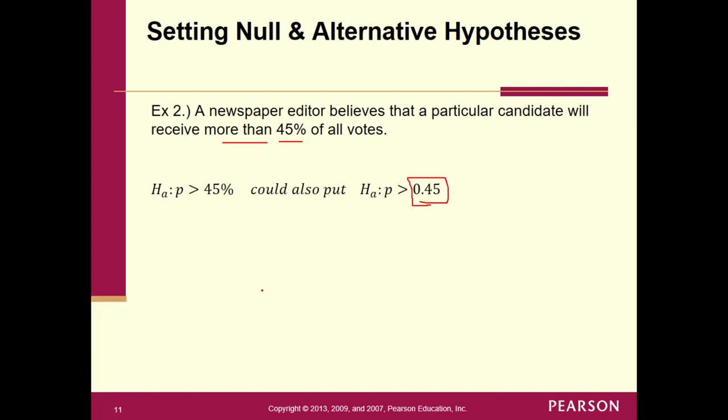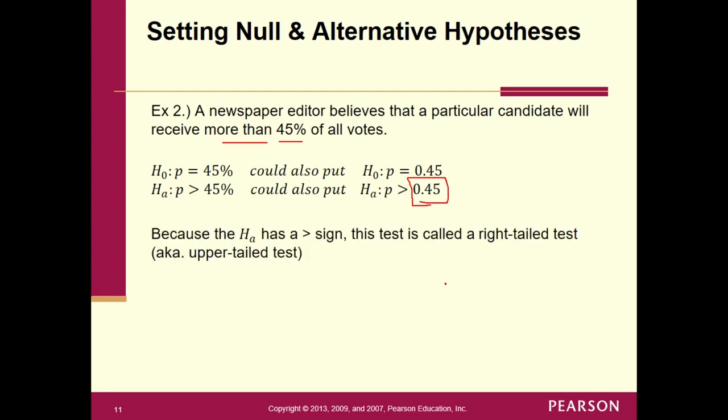So what's the null going to be? The null is going to be P is equal to 45%. Now it could also be put as P is equal to 0.45, interchangeable. So if you want to start as a percentage, that's fine, okay, but do note that you've got to put it in your calculator as 0.45 eventually, all right? Because the alternative has a greater than sign, this is what we call a right tail test or an upper tail test, okay? Right-tailed is the upper tail, all right? Greater than sign, right tail test.